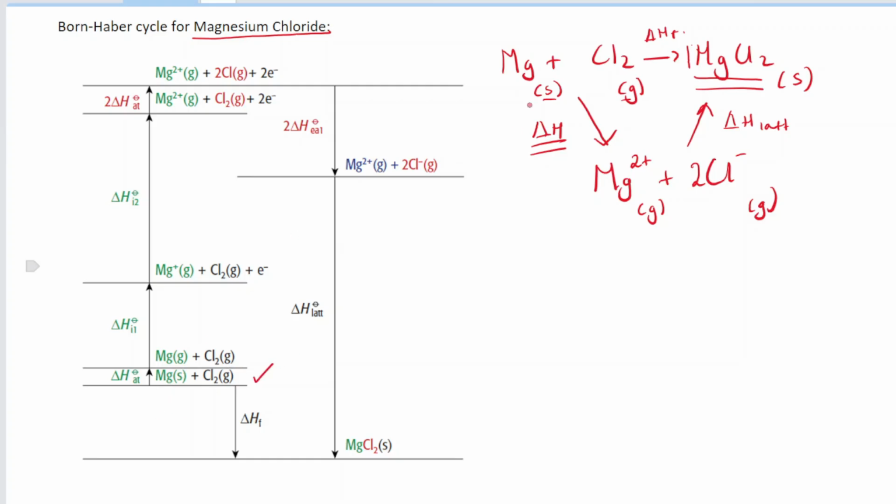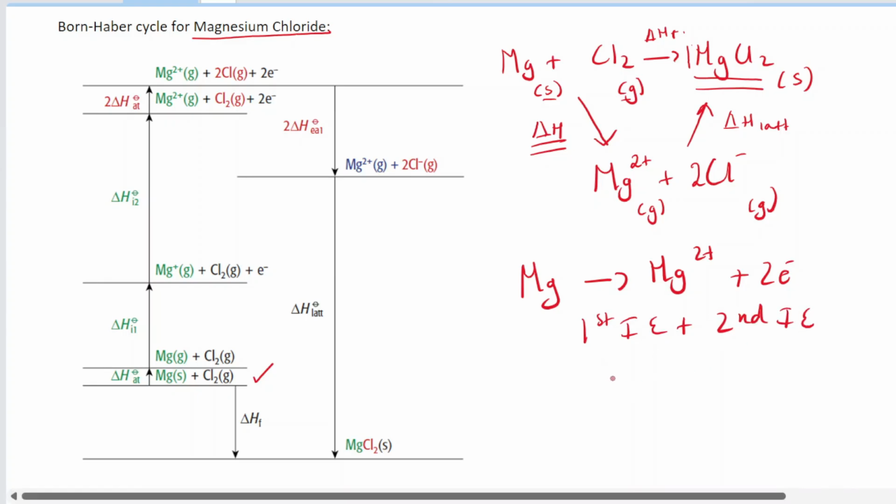And then the magnesium has to be converted into magnesium 2 plus. So there are 2 steps to this. The first step is it has to be converted to a gas, which is atomization, and it has to remove its electrons. Now here is a tricky part, because you are going from Mg to Mg2+. How many electrons have you removed? You've removed 2 electrons, right? Not one. So this will be the first ionization energy of magnesium plus the second ionization energy, and not first times 2.